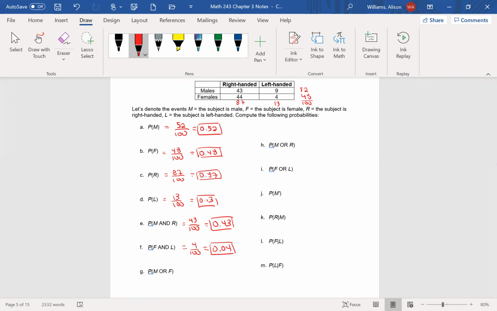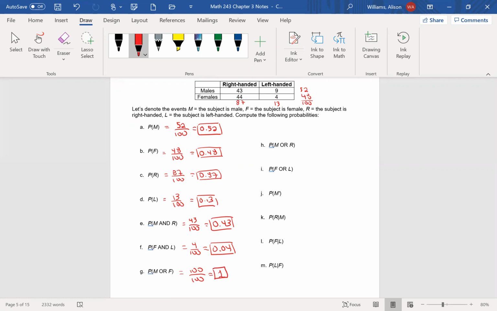Male or female. Okay, so different, right? Male or female. So for male or female, we're saying that, well, that's everybody because they're all falling into those 2 categories for these 100 people. All right. So that would be 100 out of 100 or 1.